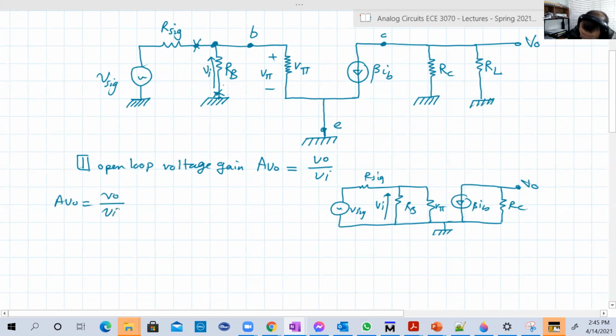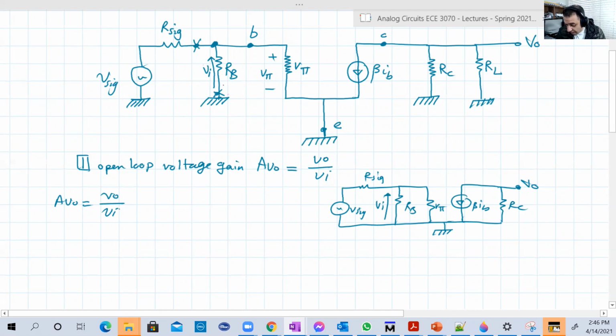So AV naught is VO over VI. Let's get VO and let's get VI. Whenever you find a characteristic for the amplifier, like AV or output or input resistance, the final expression should be a function of the circuit parameters, like the resistances, and the transistor parameters like beta. It's not valid to have IB, for example, or beta IB or IC in your final expression.